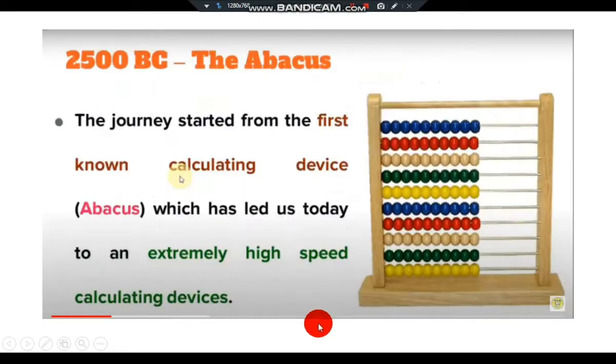The first calculating device is known as the abacus. It was found in the year 2500 BC. The journey started from the first known calculating device, the abacus, and led to today's extremely high-speed calculating device, the computer. This is the basis that led to today's fast calculating devices.